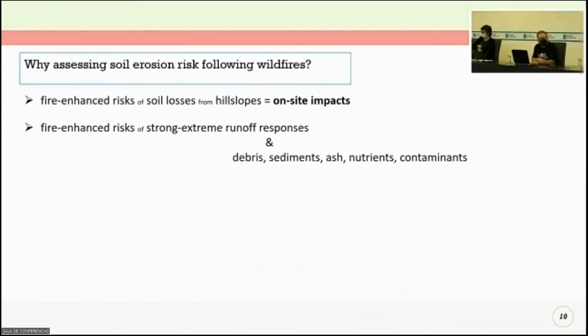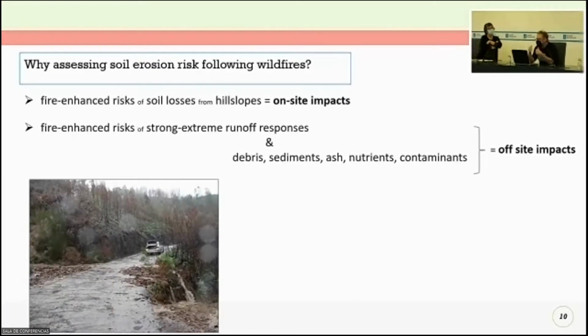sustainability. The other thing is that, like I showed in the videos, the material that we lose from the soils goes somewhere. So we also have, at the same time, fire-enhanced risk of strong to extreme runoff responses in terms of streams. Together with the transport of water, we also have debris like big stones, sediment, ashes, nutrients, and also contaminants. These are the so-called offsite effects. So offsite impacts of soil erosion. So we need to consider both of them.